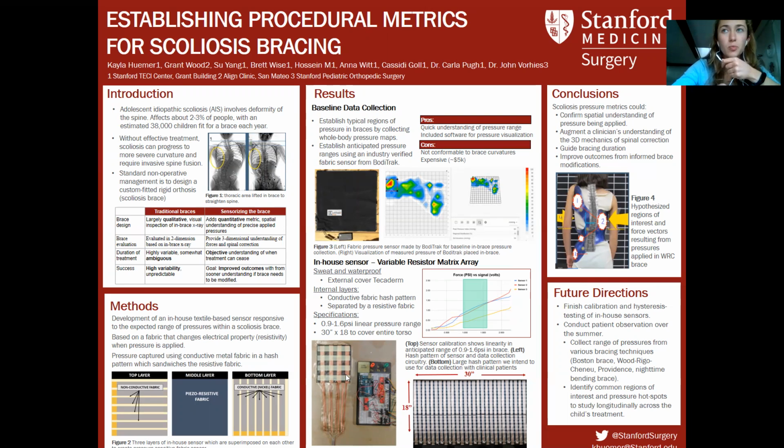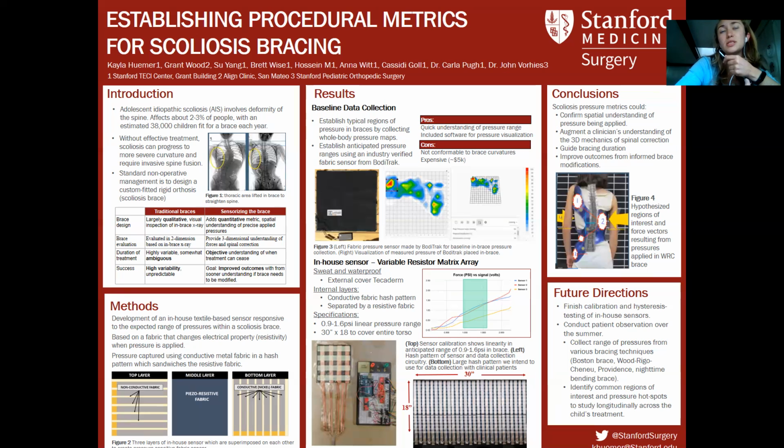So scoliosis, or more formally adolescent idiopathic scoliosis, involves deformity of the spine. So this affects about 2 to 3% of people, and it's estimated that about 38,000 children are fit for a brace every year. So without effective treatment, scoliosis can progress to more severe curvature and require invasive spinal fusion. So standard non-operative management is to design custom fit rigid orthosis, more commonly known as a scoliosis brace.